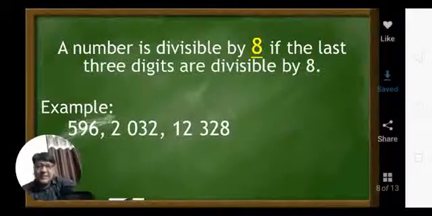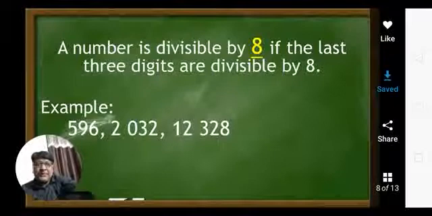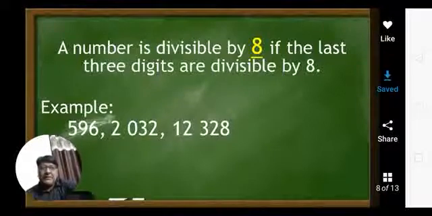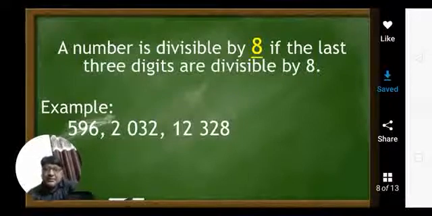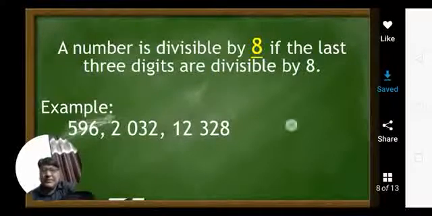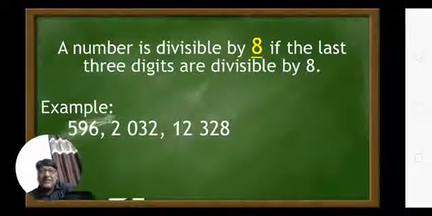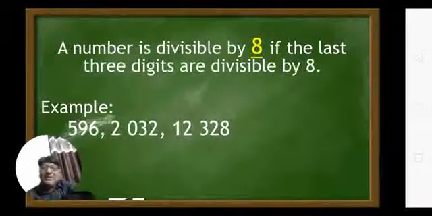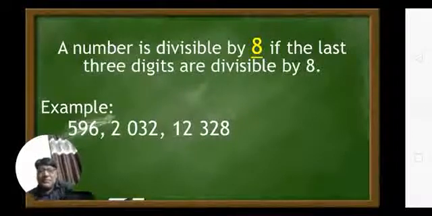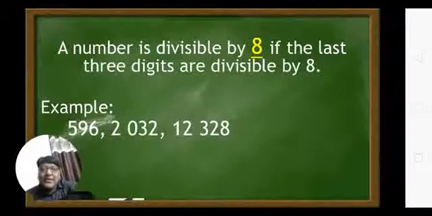Otherwise it's not. In the first case we can see 596, and 596 comprises only 3 digits. So we have to check it by just dividing it. Otherwise there isn't any rule. So this rule is actually not applicable for 596, because in order to find out, we have to divide in this case.